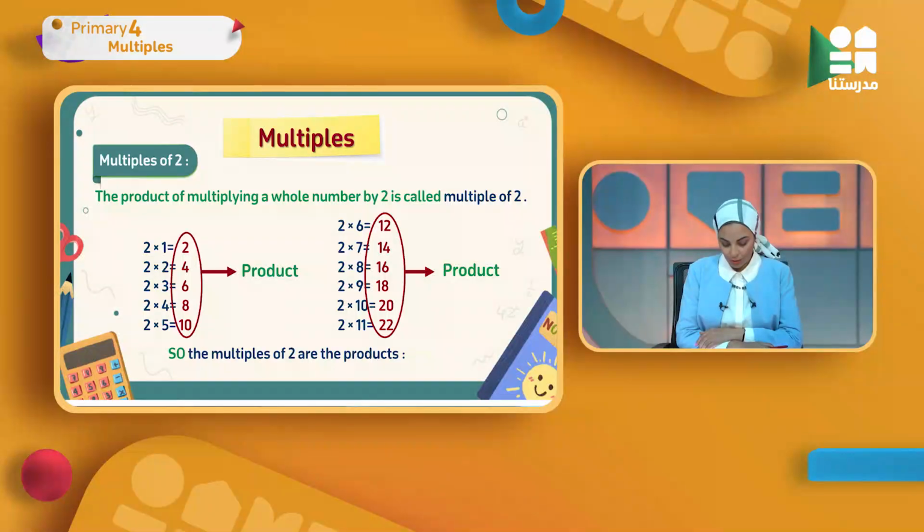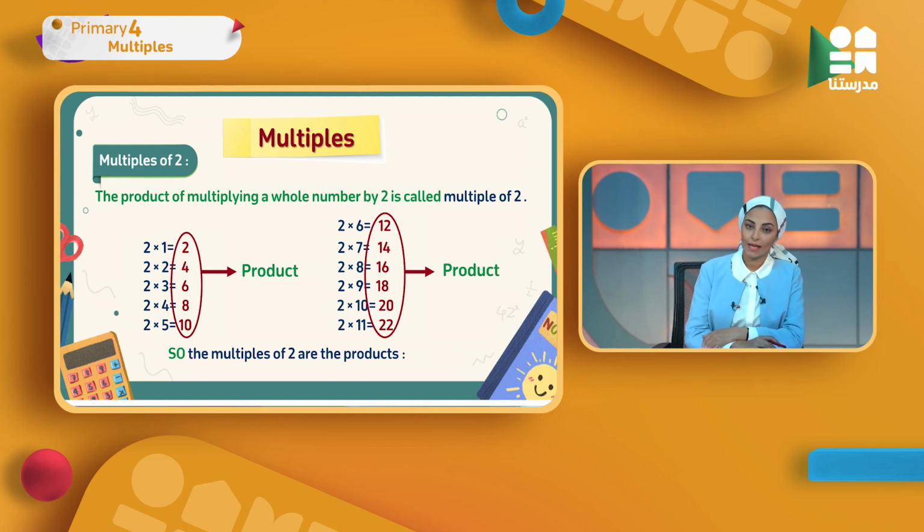Now, these are the products of table 2. So, can you tell me now the multiples of 2? Yes, multiples of 2 are the products, which are 2, 4, 6, 8, 10, 12, 14, 16, 18, 20, and 22. So, what do you notice here?